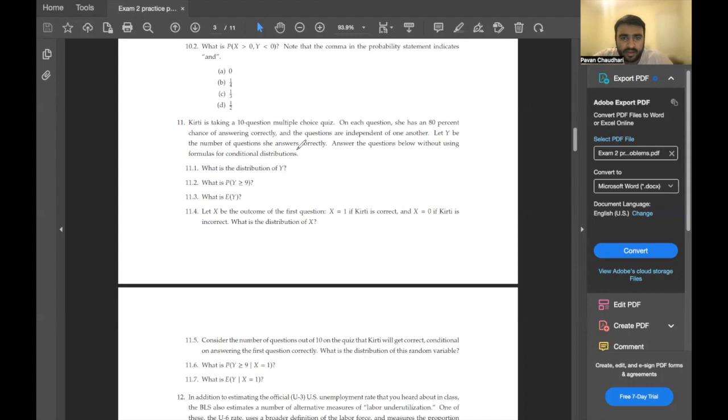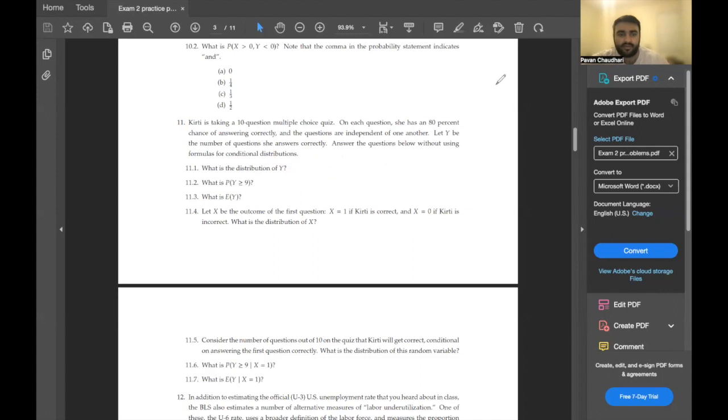distribution for Y. And in this particular case, she has 10 questions, so 10 trials. And on each question, she has an 80% chance of getting correct, 20% chance of not getting correct, right? So each trial is a Bernoulli. There's 10 of them. So this is a binomial distribution. It's binomial with 10 trials and probability of success 0.8.